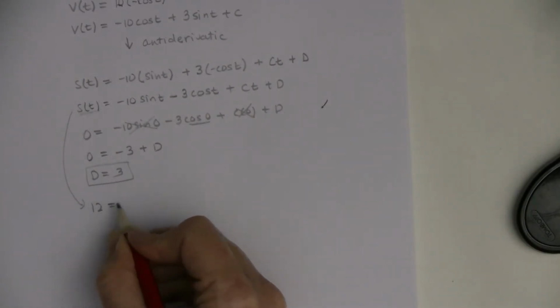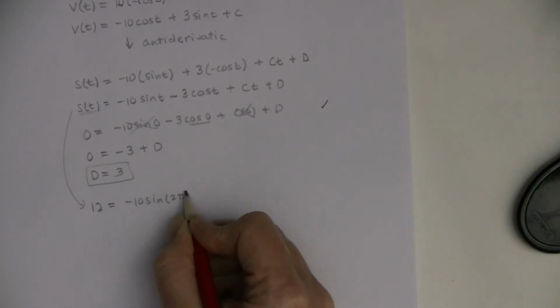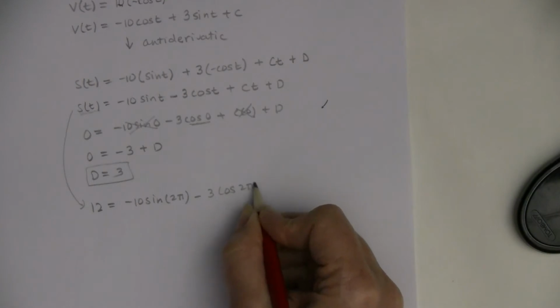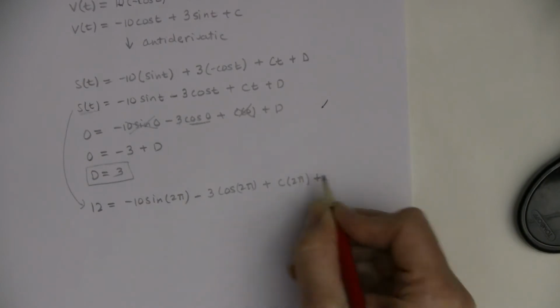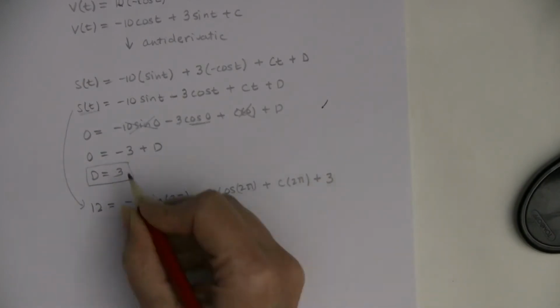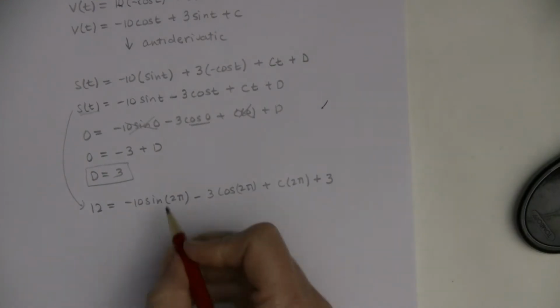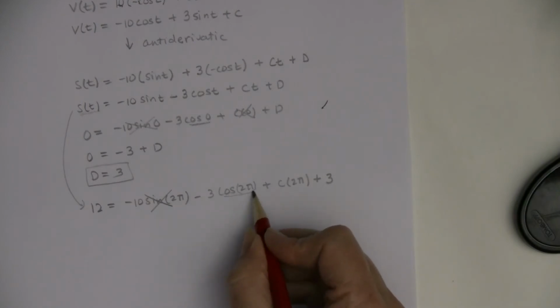So 12 equals negative 10 times the sine of 2 pi minus 3 times the cosine of 2 pi plus c times 2 pi plus d, but d is 3. We found that out already, right? And sine of 2 pi is 0. Nice. And cosine of 2 pi is 1.